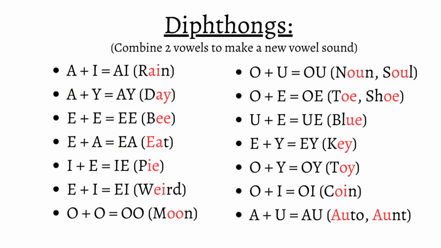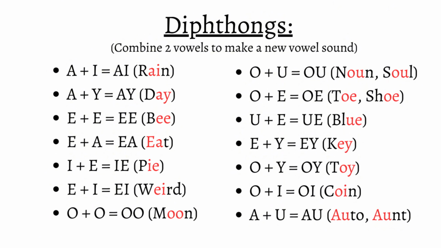O and E, also making two sounds, O and U, like in toe and shoe; U and E, making U, like in blue; E and Y, making E, like in key; O and Y, making oi, like in toy; O and I, also making oi, like in coin; and A and U, making two sounds, a and e, like in auto and ant.